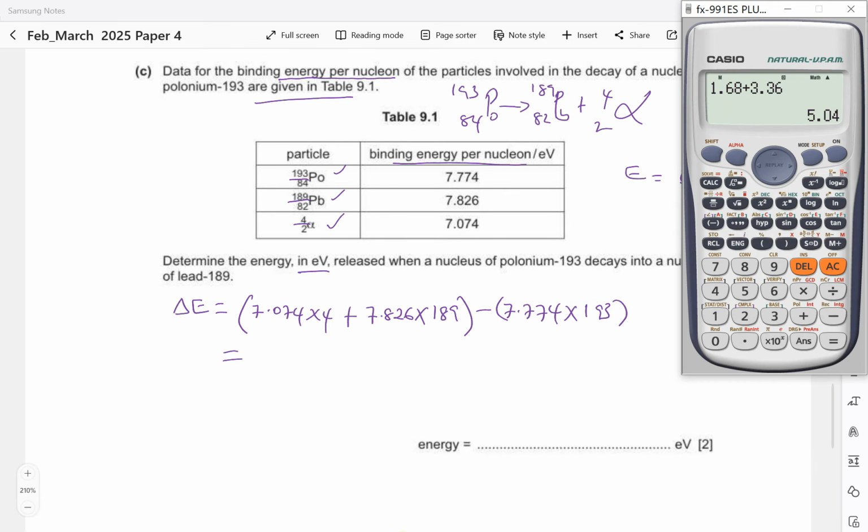So pressing my calculator, I will have 7.074 times 4 plus 7.826 times 189 minus 7.774 times 193. So this is giving us, did I press the calculator correctly? This is really big. Let me check again.